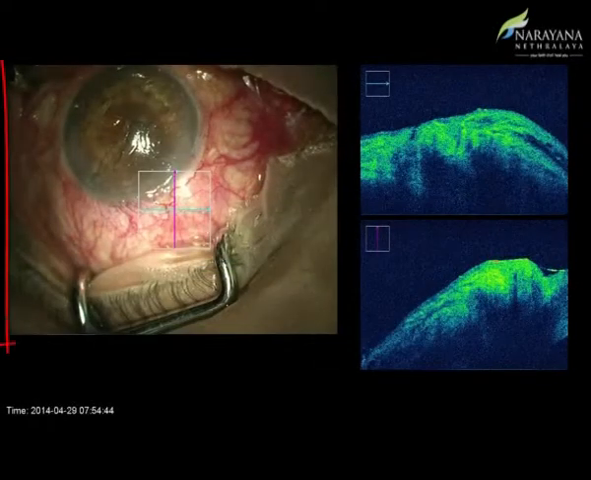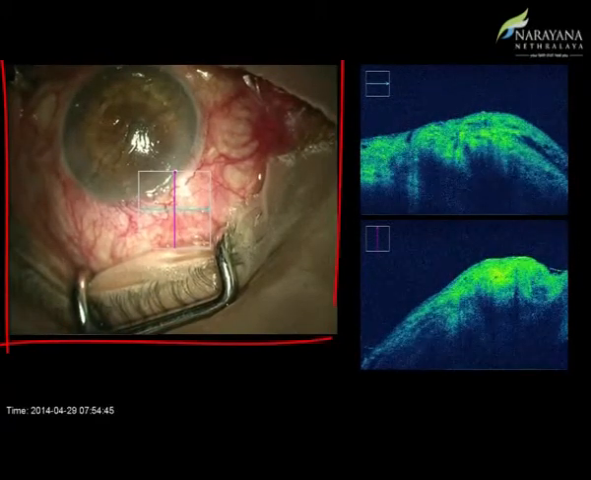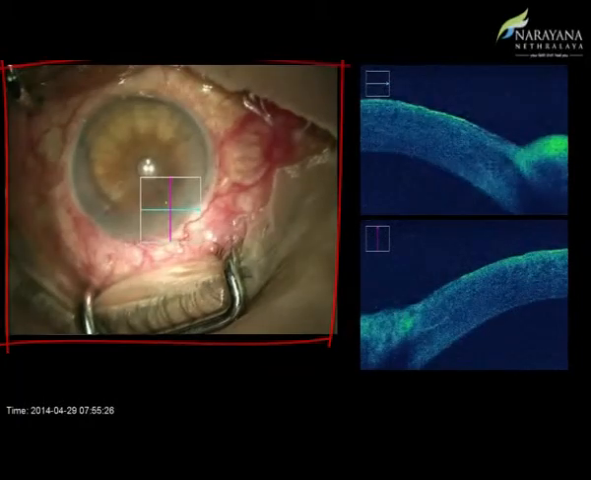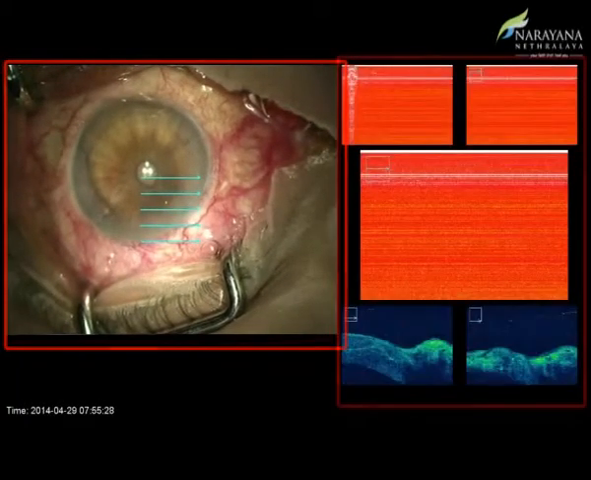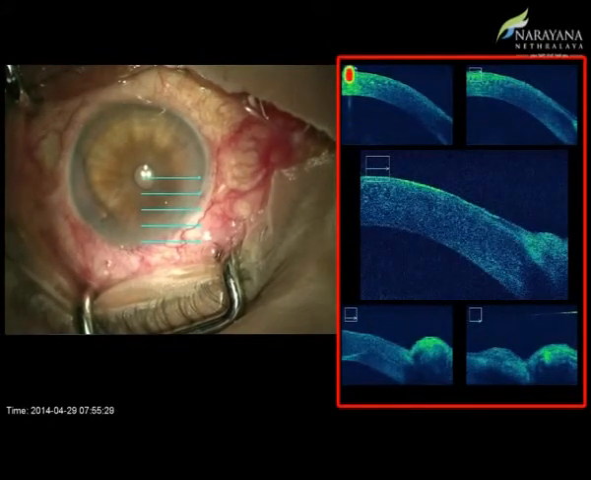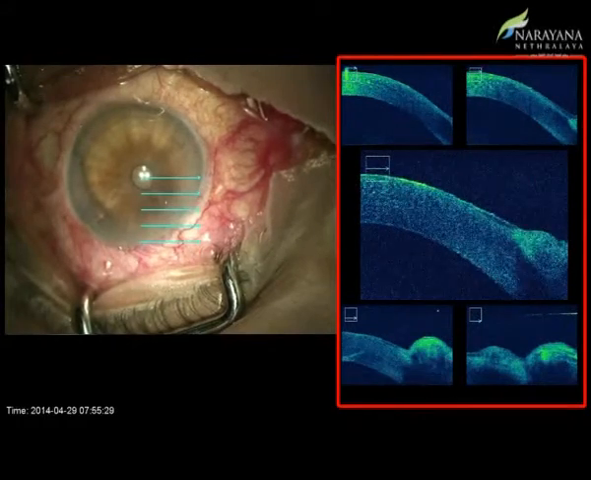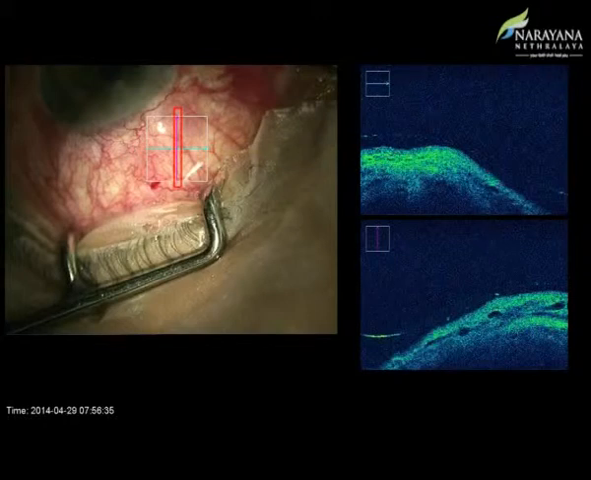Imaging is done either with customized sizes of cube scans or with raster line scans. On the screen on the left side, we can see the live surgery being performed, and on the right side, cross-sectional real-time imaging of the areas of interest with the OCT. The right top box shows horizontal sections of the cube, while the bottom shows the vertical sections.